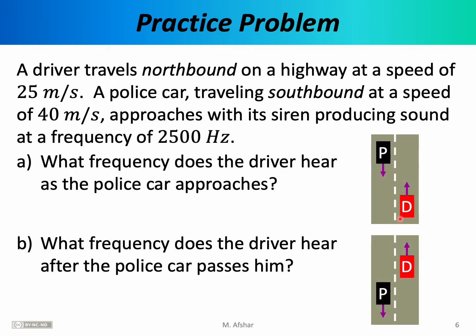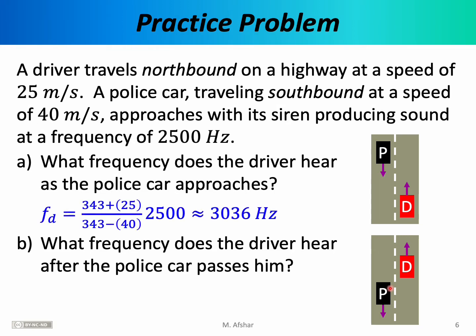We can represent these two scenarios like so. On top, we have the driver and the police car approaching each other. And on the bottom, the driver and the police car have passed each other, so they are receding from each other. In the first scenario, the distance between the two is decreasing. In the second scenario, the distance between the two is increasing. We have all the numbers that are necessary for the Doppler formula, so we can just plug those into the Doppler formula and find the answer.